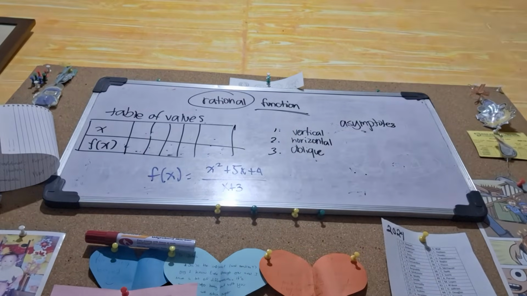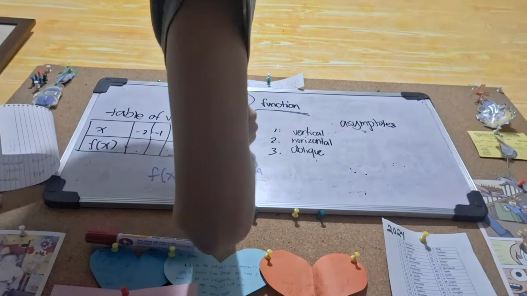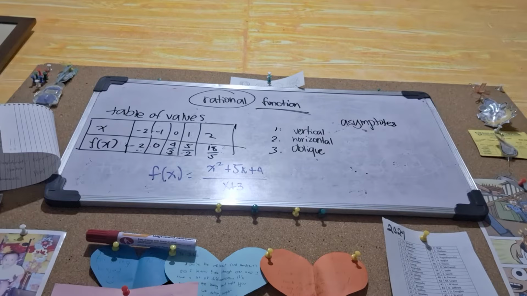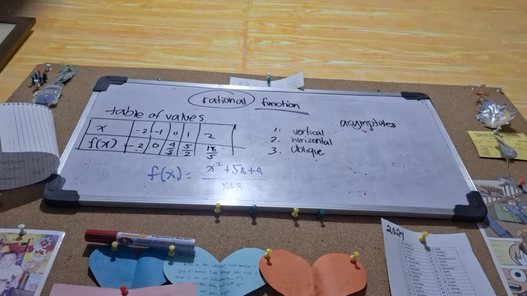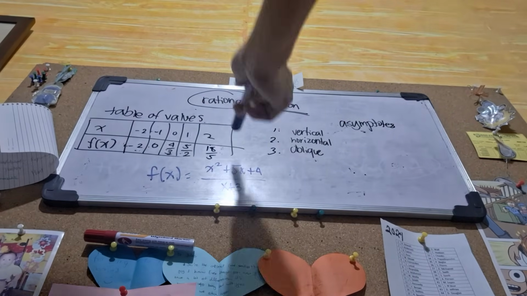Okay, let's try this one. Let's put -2, -1, 0, 1, 2. I just skipped to the part where I calculated. Sorry, but if you copy everything and plug in x for everything, this is what you get.